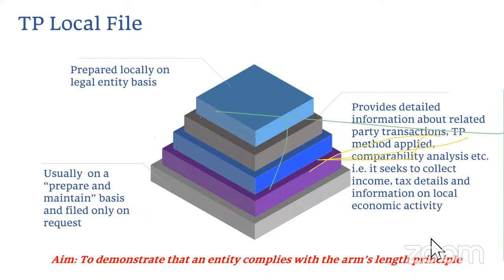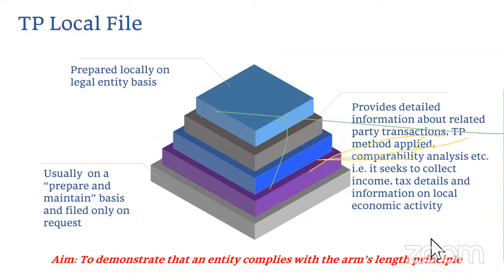Now, what was the content of the local file? What's the local file for? The local file is prepared locally on legal entity basis. What do I mean by this? Now, don't forget that a subsidiary that operates in Nigeria, for example, that has its parent company in Brazil or United States of America, is required to have a local file. That subsidiary is seen as a legal entity on its own, and there are certain documentation requirements of transactions that it does in Nigeria. So that's why they say it's prepared locally on legal entity basis.